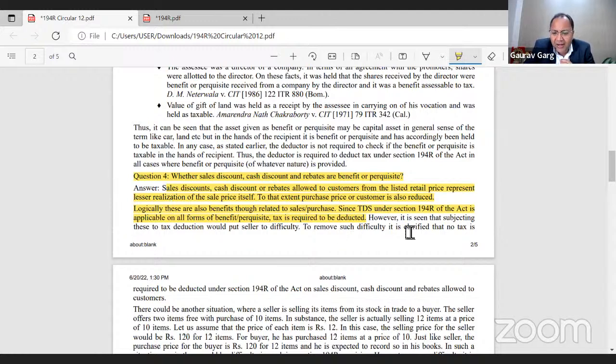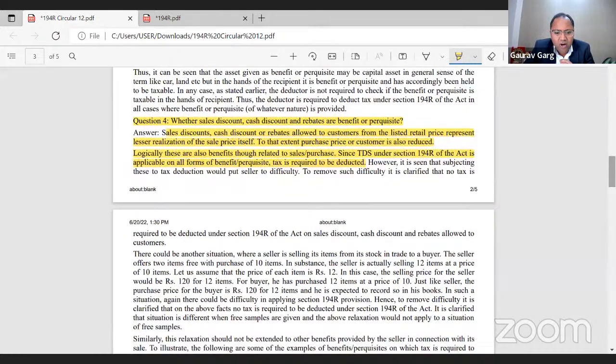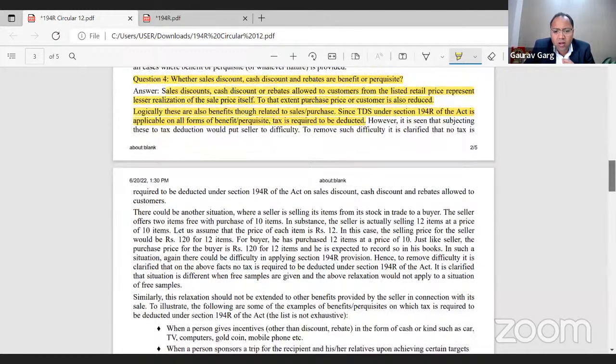However, it is seen that subjecting these to tax deduction would put seller to difficulty. To remove such difficulty, it is clarified that no tax is required to be deducted under 194R of the Act on sales discount, cash discounts, and rebate allowed to customers. So apparently, TDS is not applicable when you are giving something on discount to your customer.